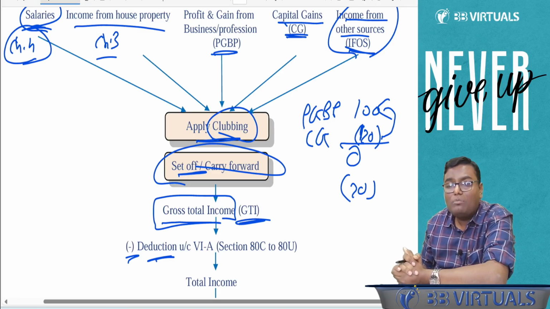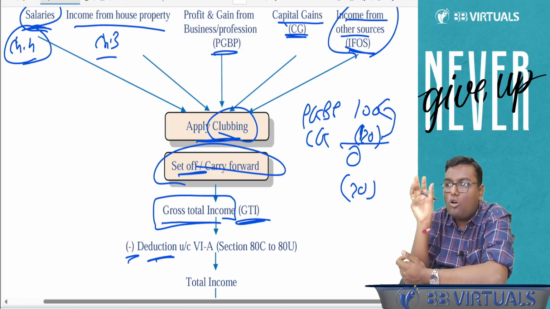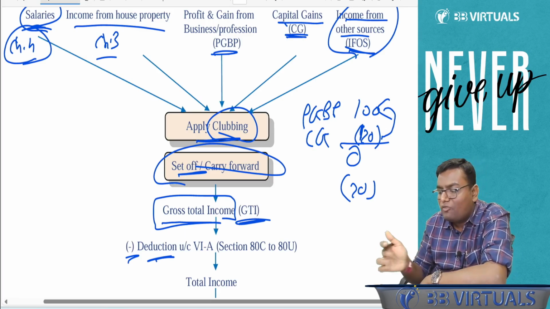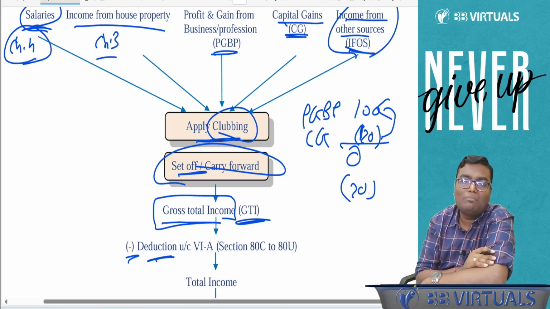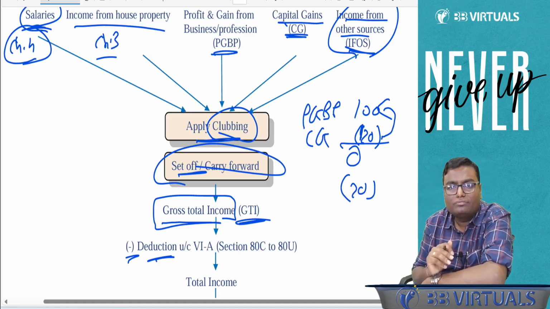But can I say it is not belonging to any particular head? It is relating to all the heads. It is a common expense. It is a common donation. And hence it is deducted from GTI, that is gross total income. So from gross total income, we will deduct some kind of deduction.